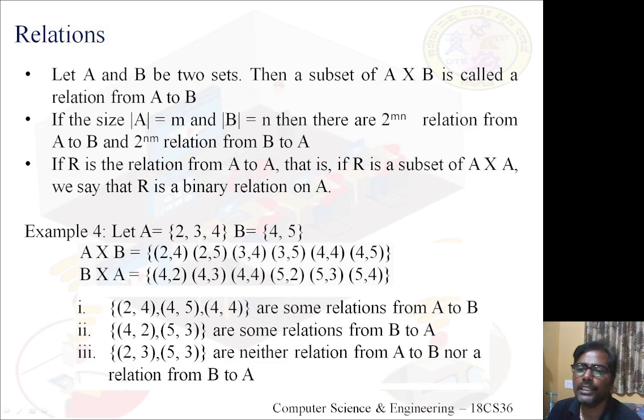As you can see in the third point on the slide, if R is a relation from A to A, that is, R is a relation from A to A means R is a subset of A cross A, then we call R a binary relation on A.